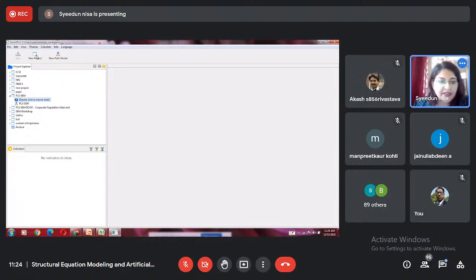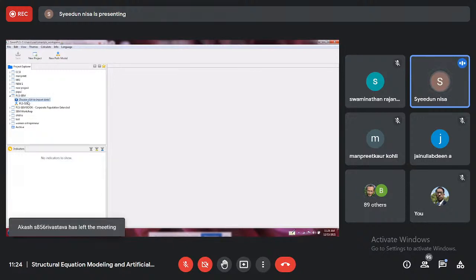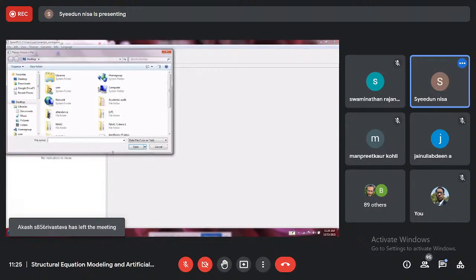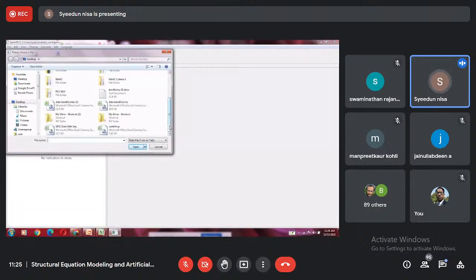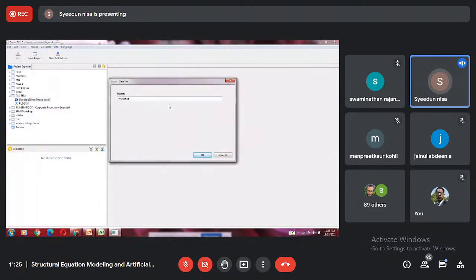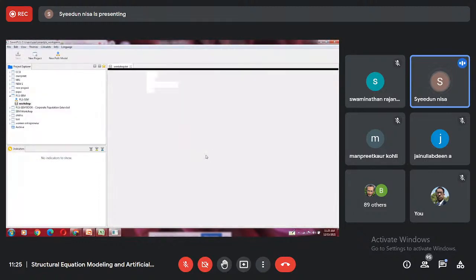I'm repeating. First thing I did was I clicked on new project, I gave it a name. Then I clicked OK. Then on this screen you have this PLS-SEM created. Now double click to import data. Wherever you have saved that file, workshop one that I have given to you, you need to click on it, and then again, OK.